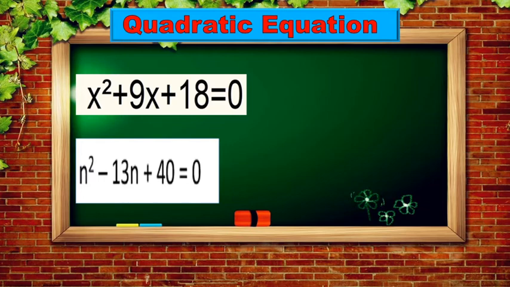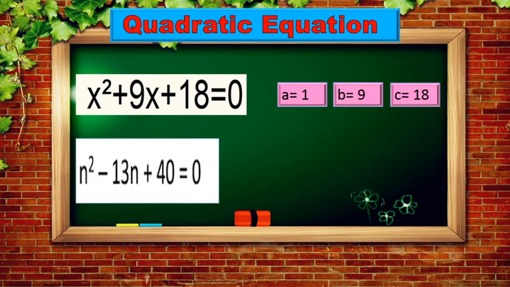So let's have another example of a quadratic equation. Let us try to find out the values of a, b, and c. Here, x squared plus 9x plus 18 equals 0. What is the value of a? The value of a is 1. If there is no number there, the numerical coefficient of the variable is always 1. Remember that, class? Next, the value of b is positive 9. And the value of c, or the constant, is 18. Very good if you got the same answer.